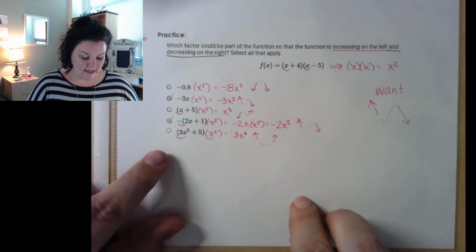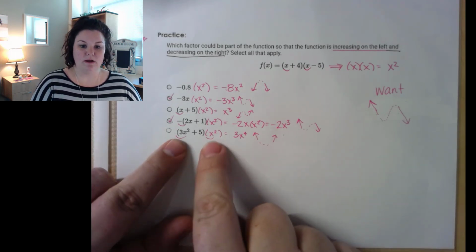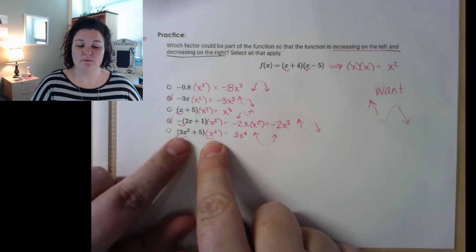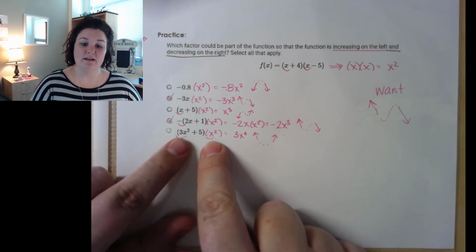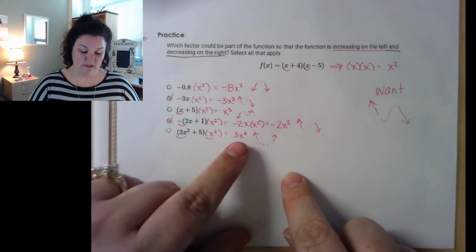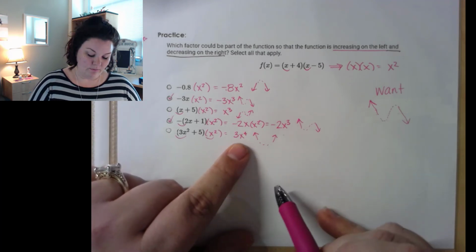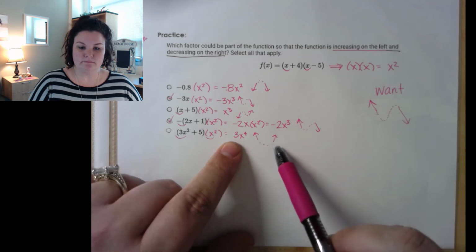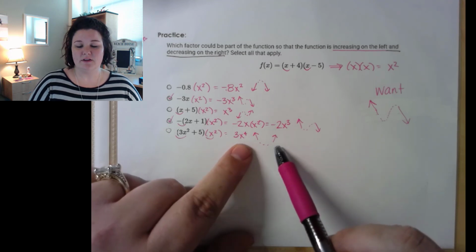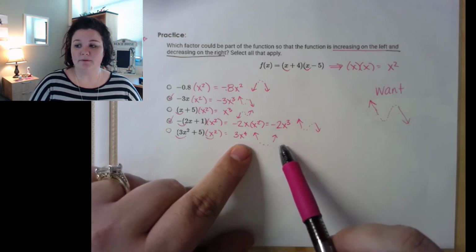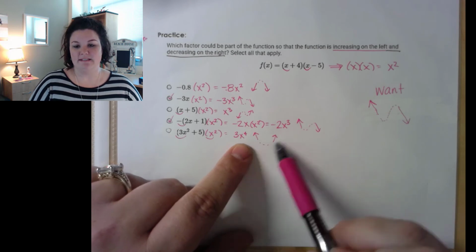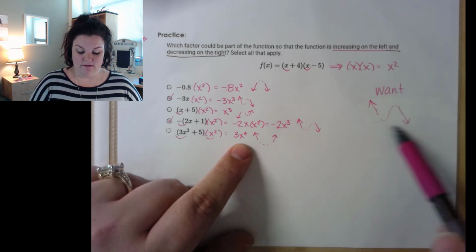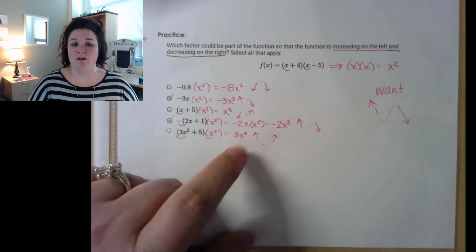Okay. And then the last one, I multiply my x squared by the highest order term in this factor, which is 3x squared. X squared times 3x squared gives me 3x to the fourth. The leading coefficient is positive, so that means the right side goes up. And my degree is even, so that means my ends are the same. So if right's up, left's up, okay? And this does not match the desired shape that I wanted for this section.